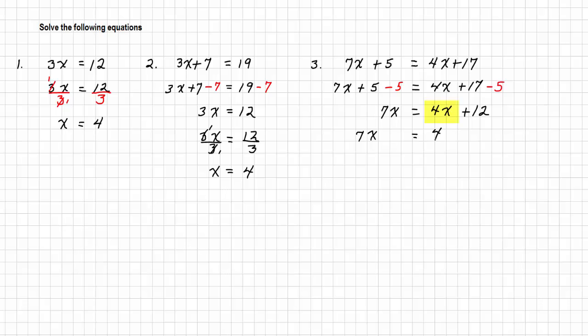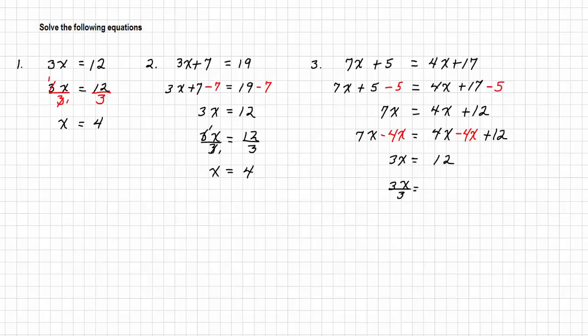I want to remove the 4x from the right side so that I will have all the x's on the left. So I have to subtract 4x from the right side, and as soon as I do that, I have to subtract 4x from the left side. So on the left side, we end up with 7x minus 4x, which is 3x, and on the right side, 4x minus 4x, which is 0, and then plus 12.